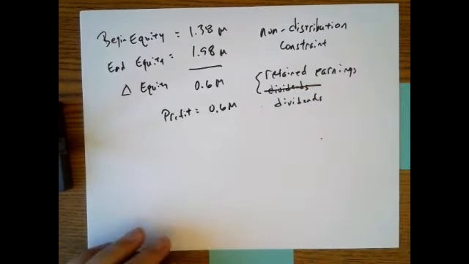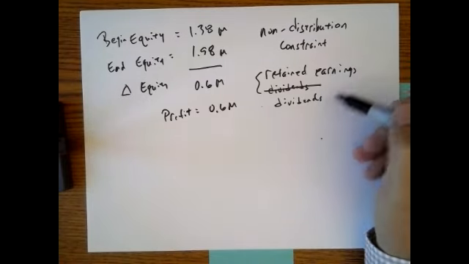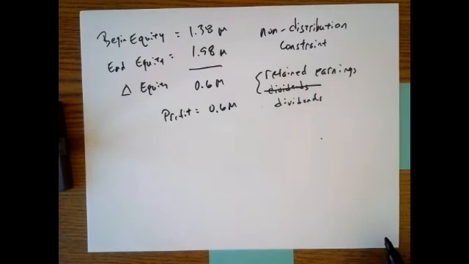Right, so the board of directors instead of the board of trustees, right? Board of trustees for a not-for-profit, board of directors for a for-profit. The board of directors gets to make the decision about what to do with the profits, and they can choose to either retain the earnings or pay out dividends.